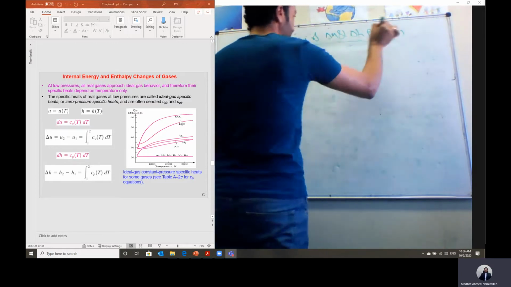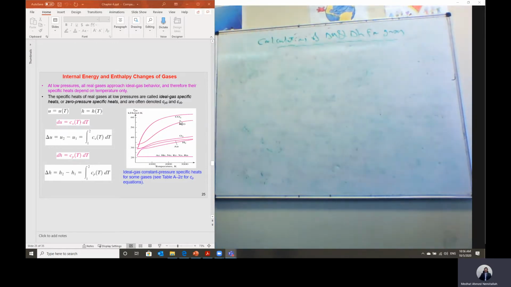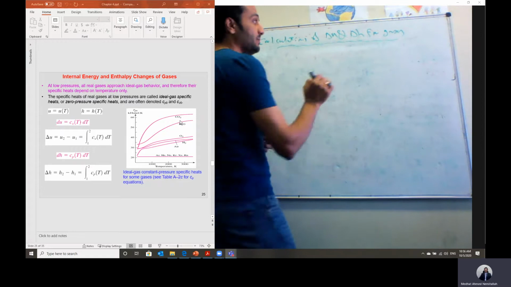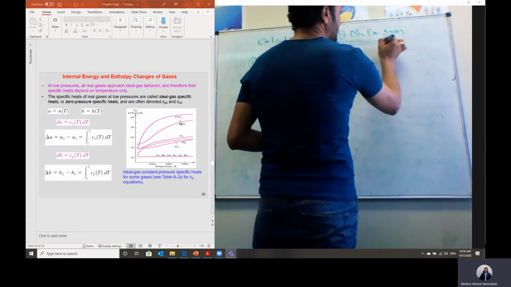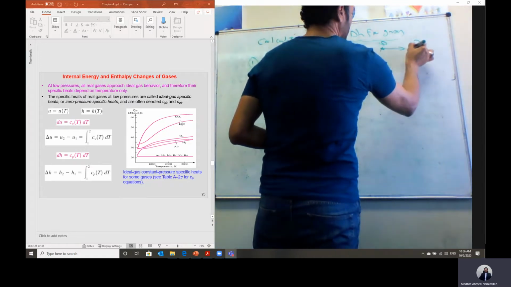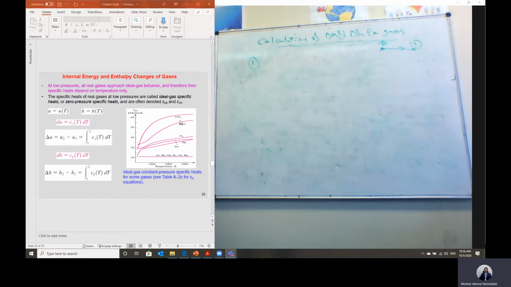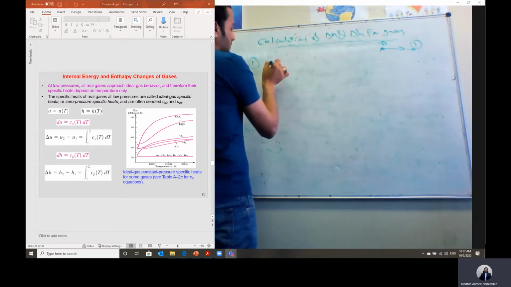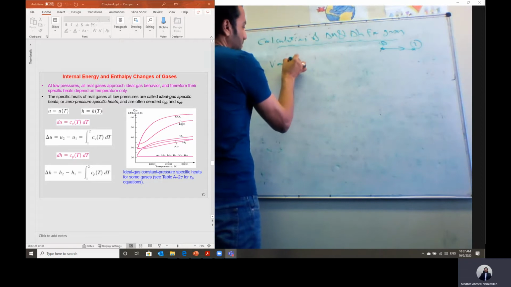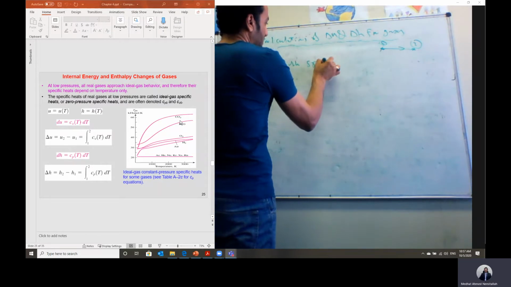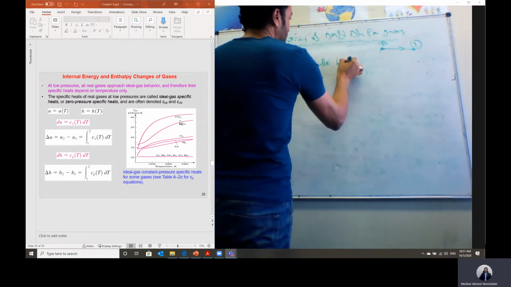Okay? So in this case, we are talking about gases. We have three main ways to calculate delta U and delta H. Let's say there is a problem. We have a gas. This gas undergoes a process from state 1 to state 2, and we need to calculate delta U and delta H. So first of all, we have what we call the variable specific heat approach.